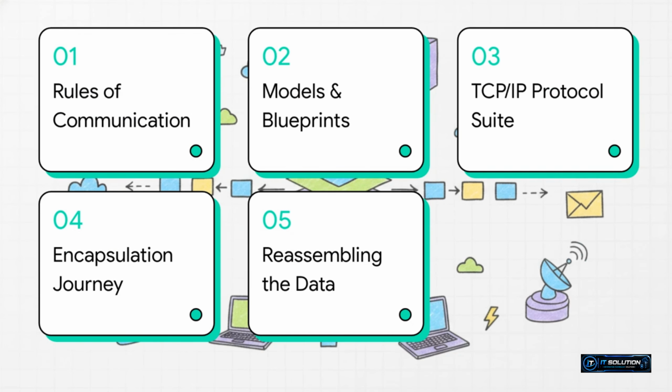So here is our roadmap for the explainer today. We'll start with the rules of communication, then move into network models and blueprints. From there, we'll look at the TCP/IP protocol suite, trace the encapsulation journey, and finally, figure out how we go about reassembling all that data. These structured models we're covering, they are the literal blueprints of networking.